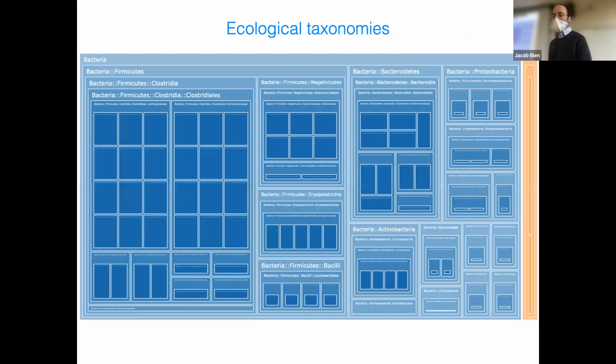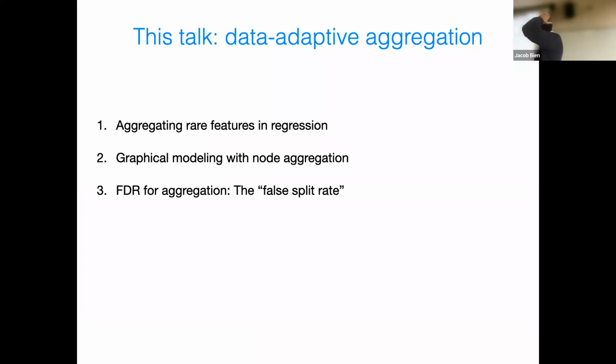And in this talk, I basically have three aspects I want to talk about. The first will be in the context of regression. And in each case, it's going to be this question of how to do data adaptive aggregation, where, within the context of a specific problem, we decide how zoomed in or zoomed out to be, but simultaneously allow for different parts to be zoomed in differently, based on the problem. So we'll start with a regression context, then move on to a graphical modeling situation.